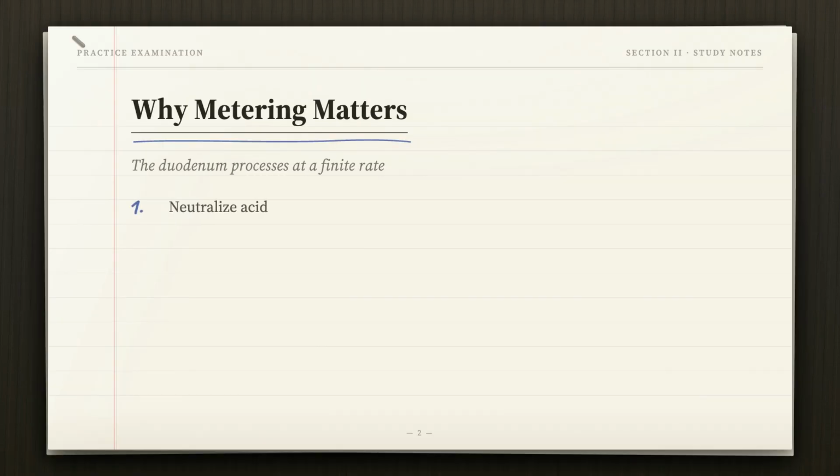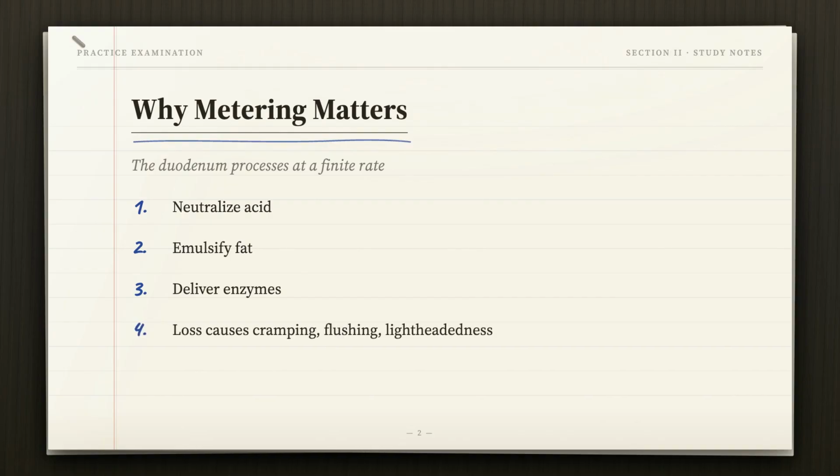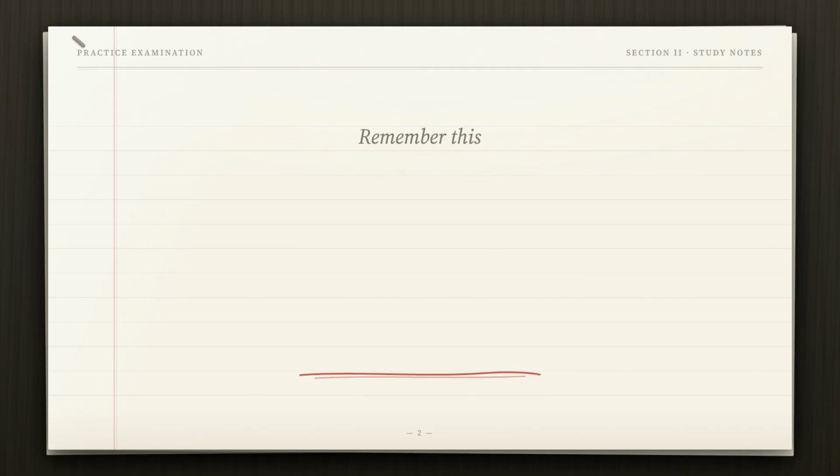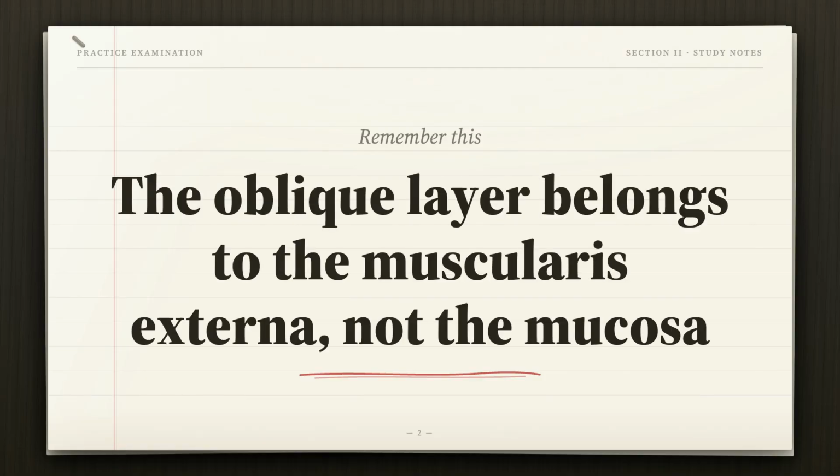The duodenum can only neutralize acid, emulsify fat, and deliver enzymes at a limited pace. So retropulsion and small squirts match delivery to that processing rate. When surgery removes this control, the result is cramping, flushing, and lightheadedness after meals, showing exactly what the metering was protecting against. This extra layer belongs to the muscularis externa, not the mucosa or submucosa. The muscularis mucosae remains a single thin sheet just as elsewhere in the gut. Any exam question describing an oblique muscle layer or asking why the stomach churns harder is pointing straight at the stomach.